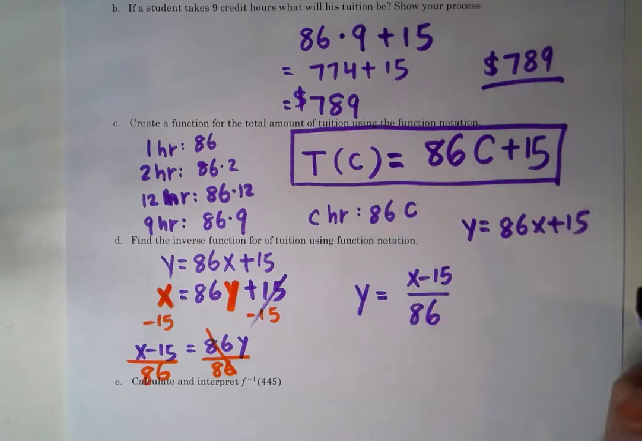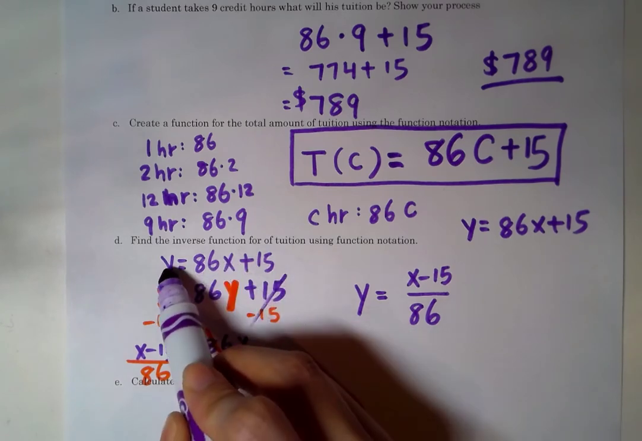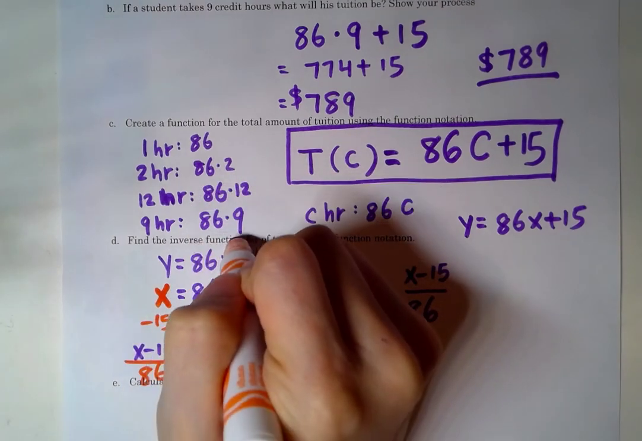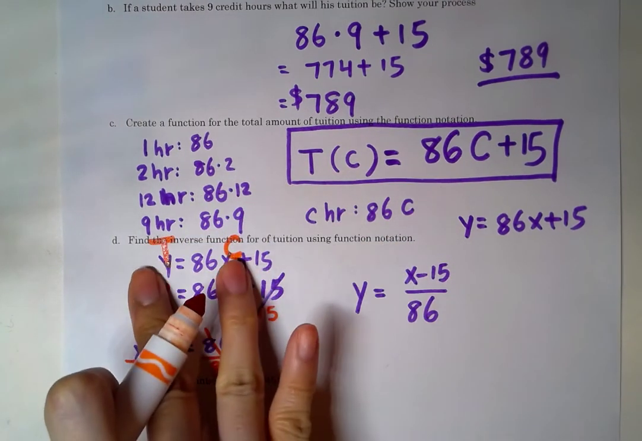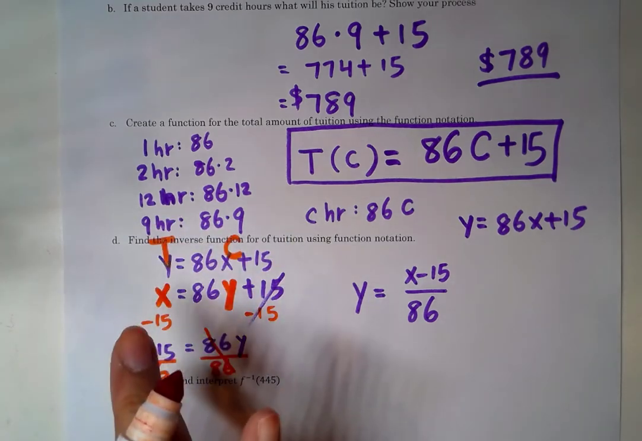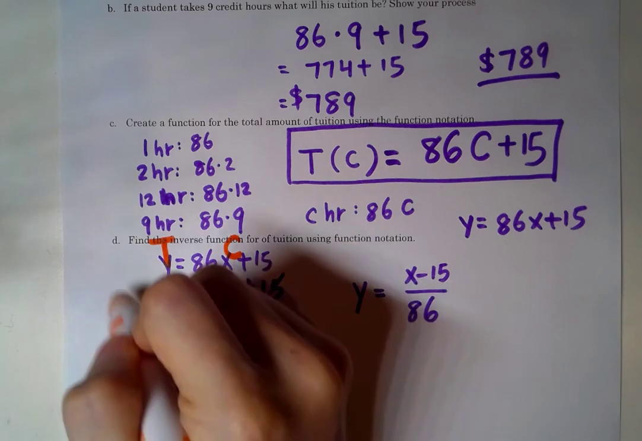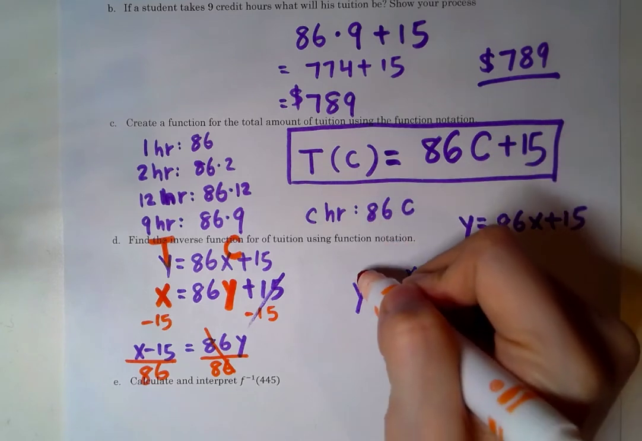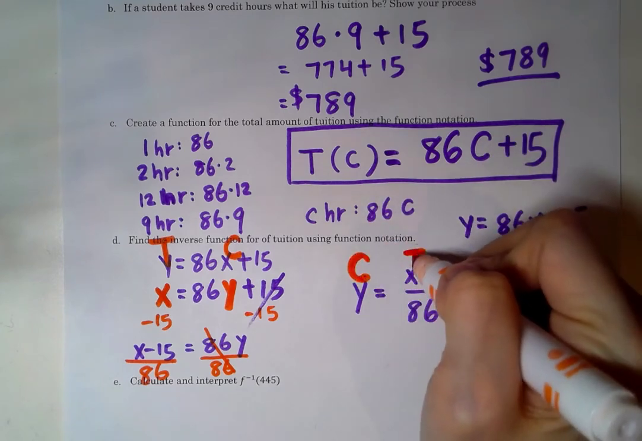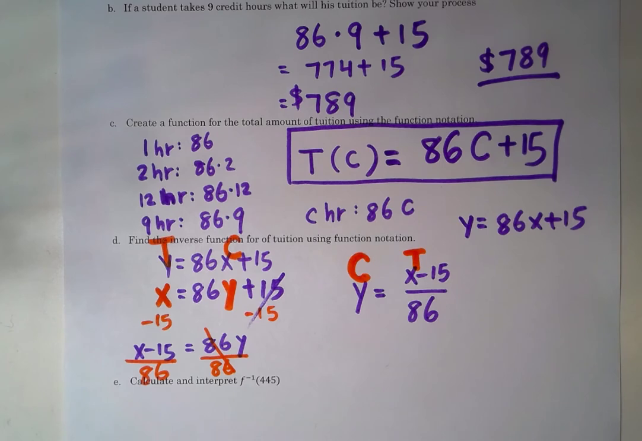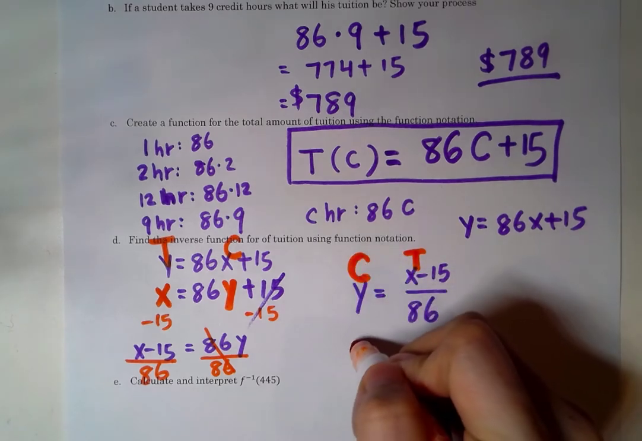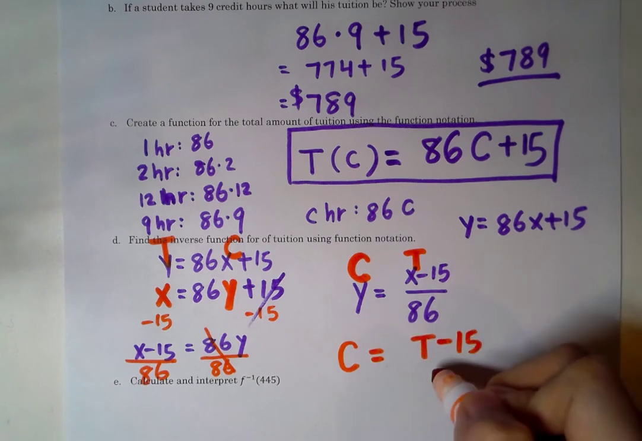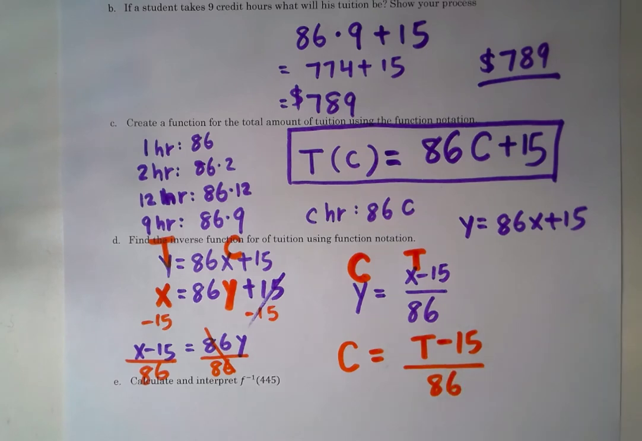So originally this x was c and this y was t, right? That's my original. But we want to find the inverse, so you change it, but we just make it x and y again, so it's kind of confusing, but that's opposite. So you put c here and that's your t. So now we got the credit function. Credit is equal to total tuition minus 15 over 86, like that.